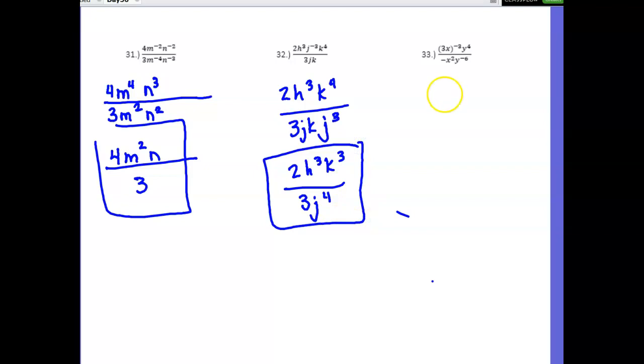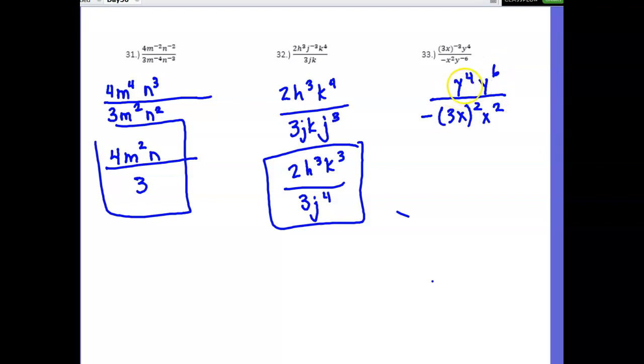And then 33, when we rewrite this, I'm going to move the 3x to the negative 2 down to the bottom. We're going to pull the negative out here. So 3x, make it positive. So my y to the 4th is left up top. Down on the bottom, we've got a negative x squared, so there's my x squared, and y is to the negative 6, so I'm going to move that to the numerator.